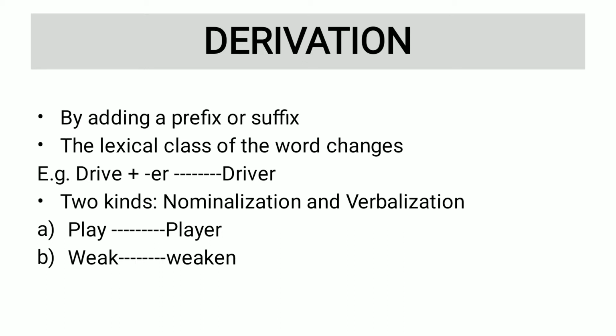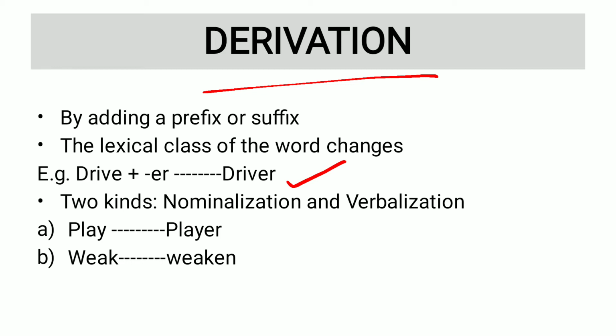For example, we have the word drive, which is a verb. When adding a suffix er to it, we get a new word, that is driver. Here you see in drive it is a verb, while driver is a noun. So the lexical class of the word changed while deriving a new word. This process is known as derivation.